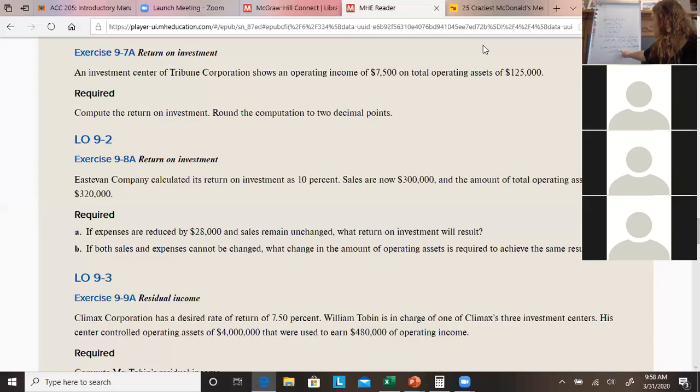This new operating income number, if I put that over the same asset number of 320,000, it's going to give me a new ROI of 18.75%. So what questions do you have on that?